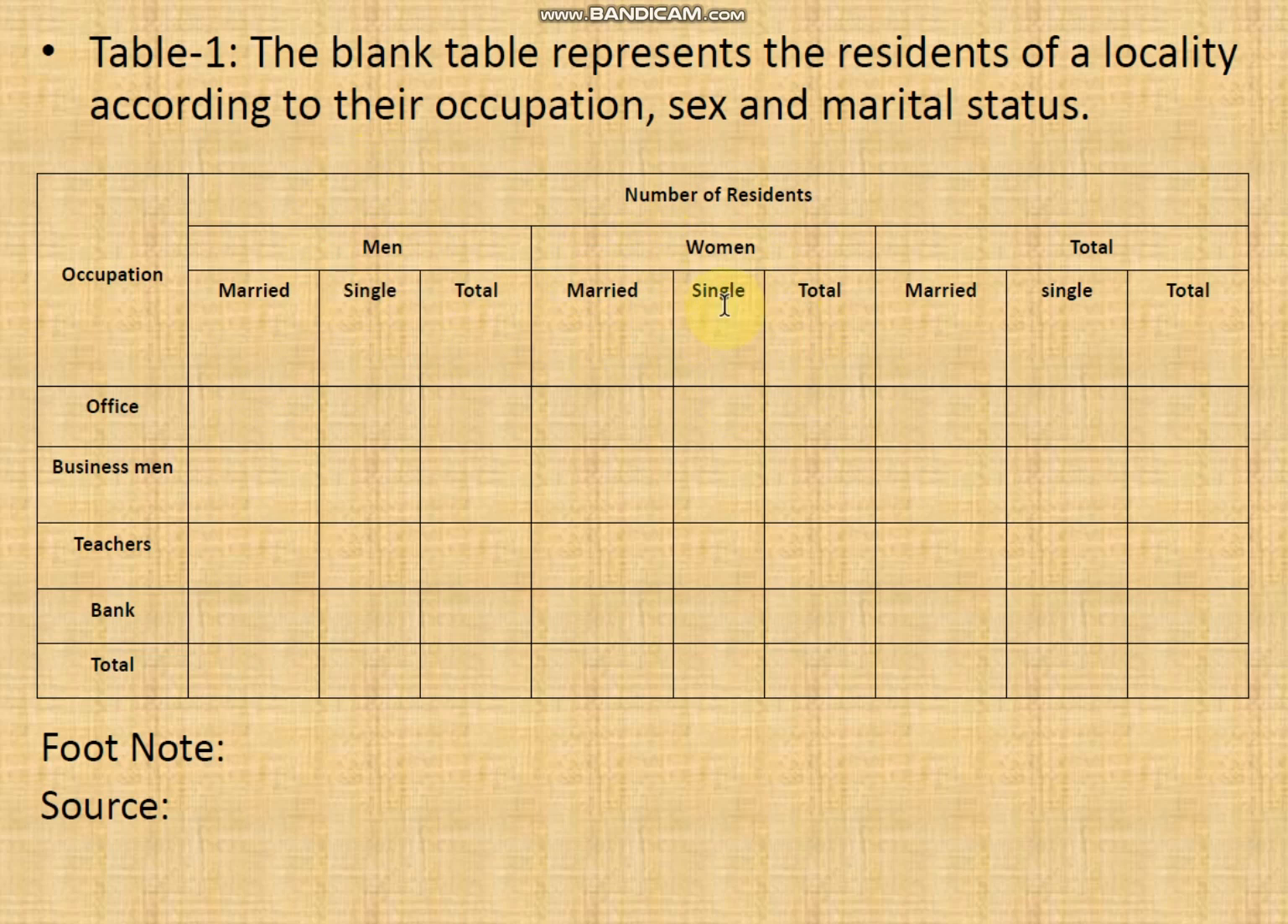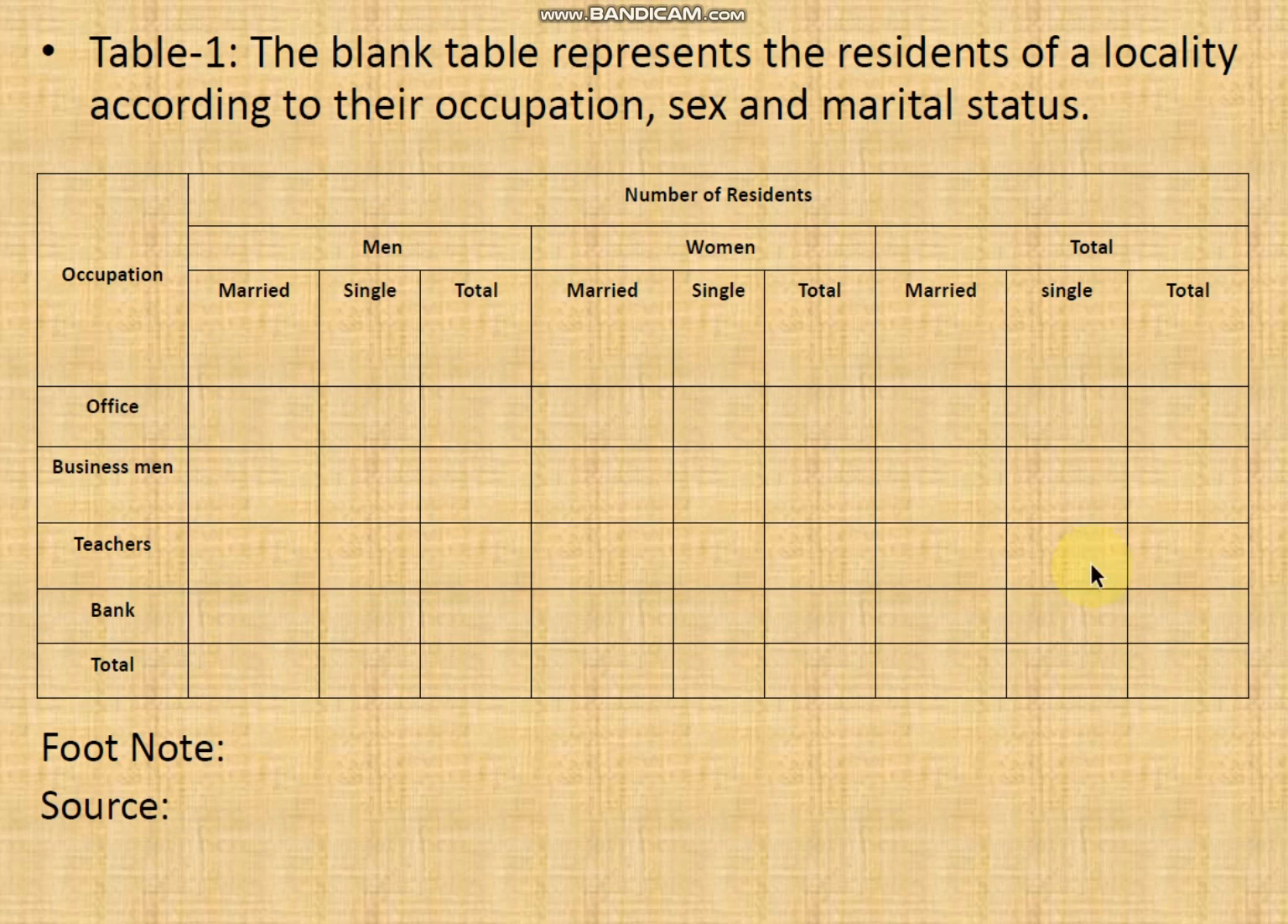These are called sub captions. Whatever number you write here represents the number of married men. Whatever numbers you write here represent the single men. And whatever numbers you write here represent the total of these two categories. These are your stubs. These are your captions, the column headings, and these are the row headings. And then the footnote and source.